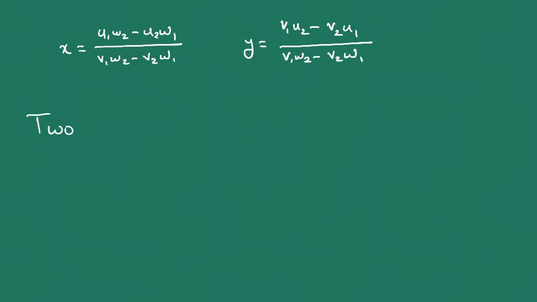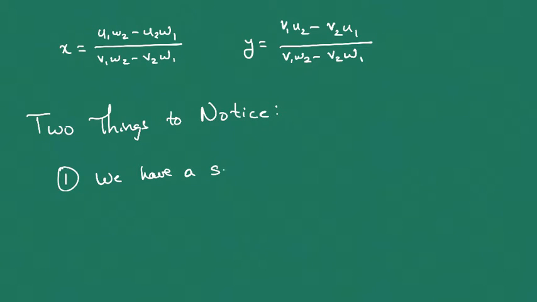So here we have our solutions written again, our value for x and our value for y. There are two particular things we want to notice about these solutions. The first is that if we look closely at the denominators for both variables, they exactly match, which means we have a solution if and only if v1w2 minus v2w1 is not zero.